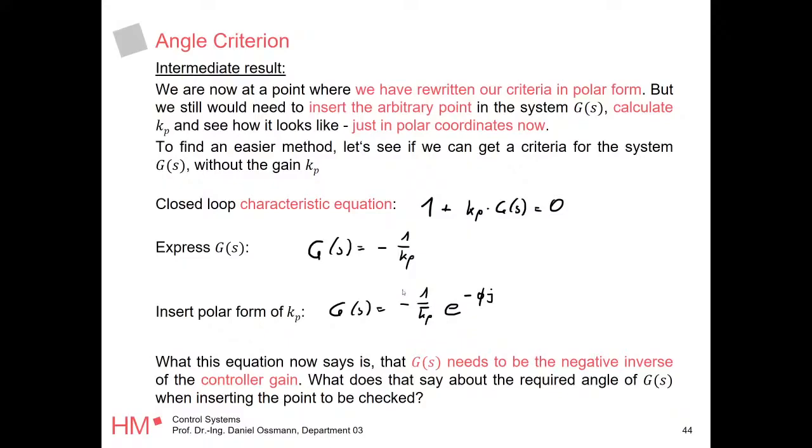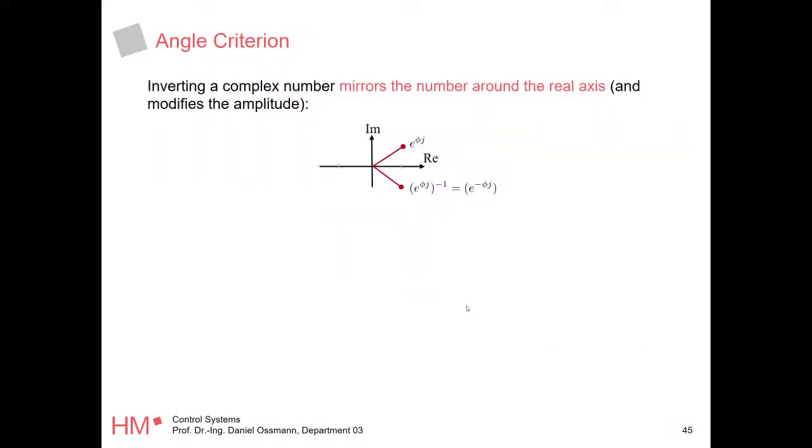So let's see what the right side is doing to our angle. Okay, we have an inversion of our gain, and we have here the negative gain, right? So let's see. And this is now pure mathematics. Inverting a complex number basically mirrors the number around the real axis. So if this is your complex number here, and you invert that, so you take e to the power of phi j and you invert it, you basically come up with this one.